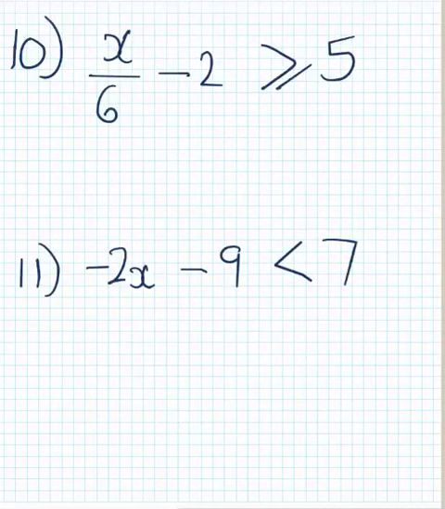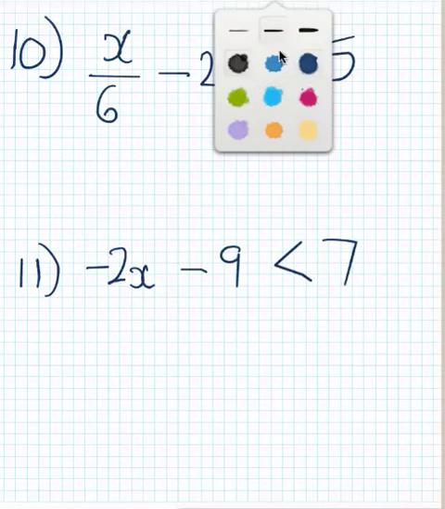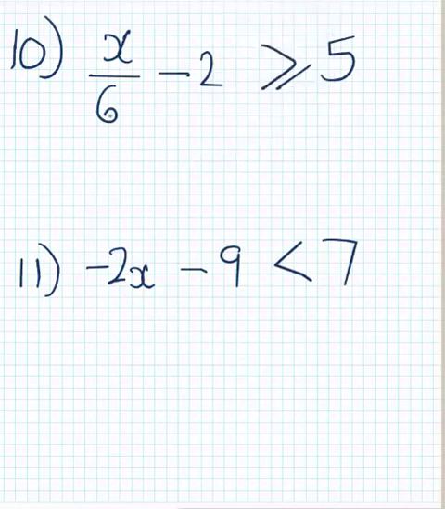Okay, now I forgot what number I was up to when I cleared the page, so I'm guessing I was up to 10. Hopefully I'm right. Now with question 10, you can see there are 2 steps involved to get x on its own. And what goes first? We know it's this -2, because it's the furthest away from the x.